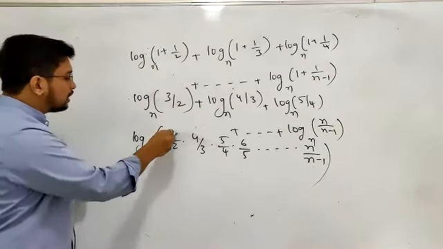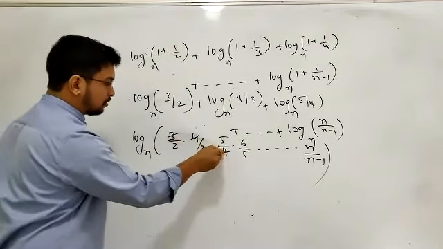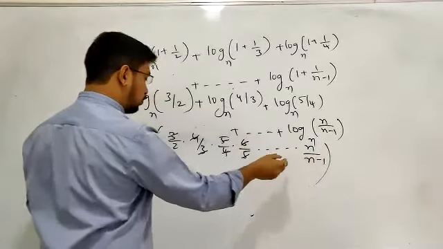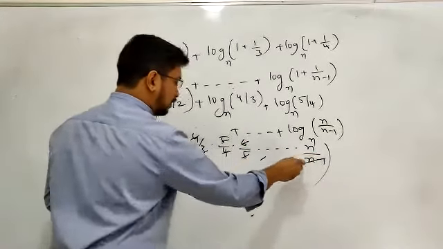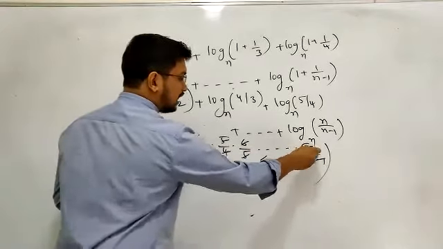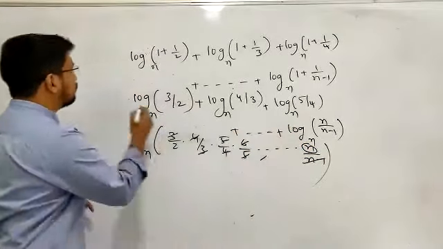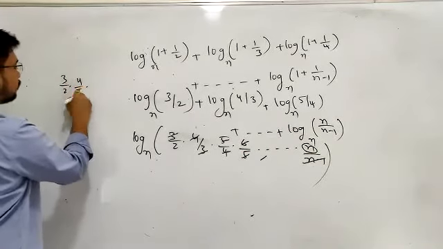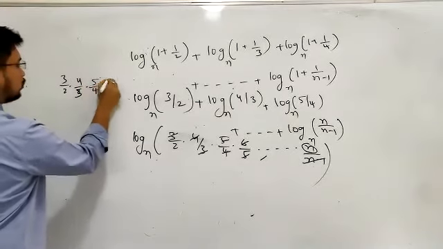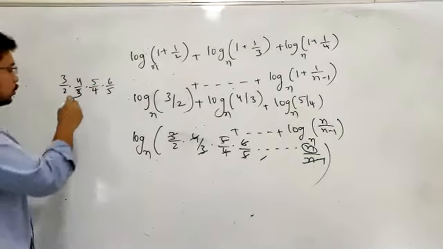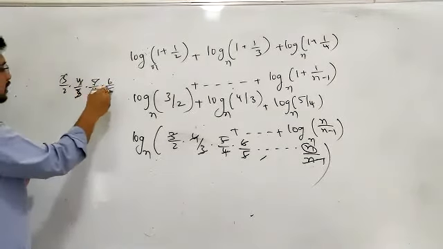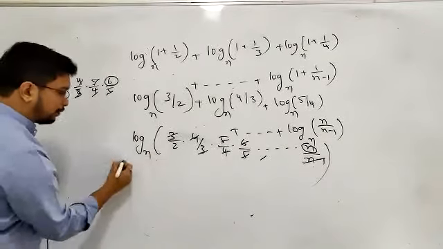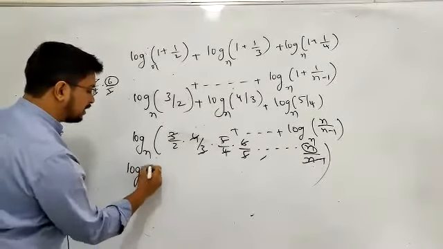So what happens is that all these values will be cancelled. Observe. Finally, up to here, this will be cancelled. So what remains here is n, and only n remains. For example, taking limited numbers: 3 by 2 into 4 by 3 into 5 by 4 into 6 by 5. All these will get cancelled out and finally what remains is this number and this number. So every term will get cancelled out and finally the problem will be something like this.